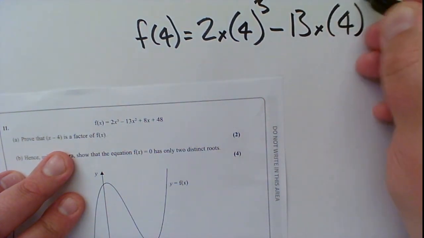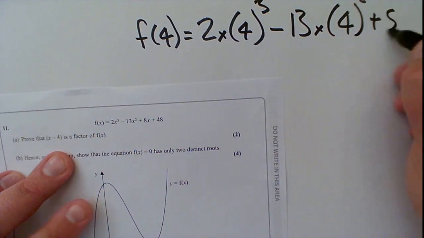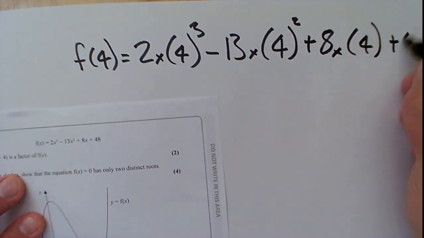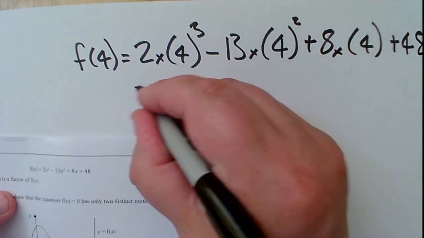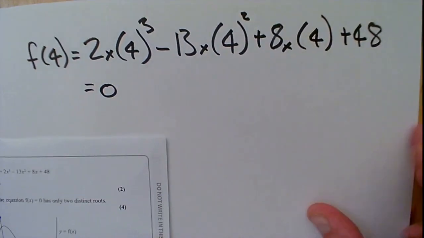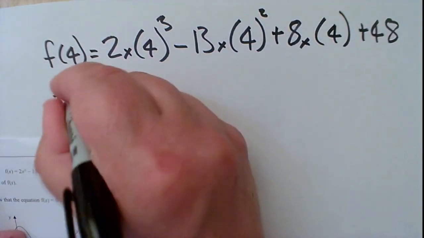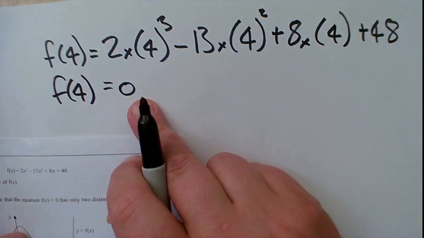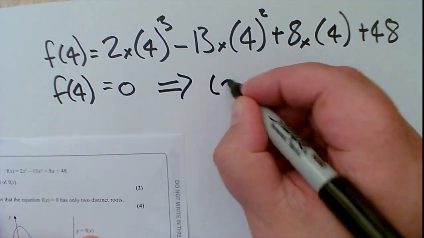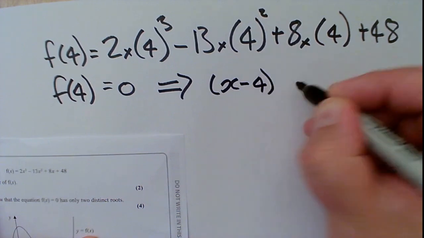And of course, the factor theorem says if that's so, what you will get when you substitute 4 in is 0, which is indeed what you get. You must show that full substitution, right? You've got to actually do that full substitution part. And if f of 4 is equal to 0, it implies that x minus 4 is a factor.